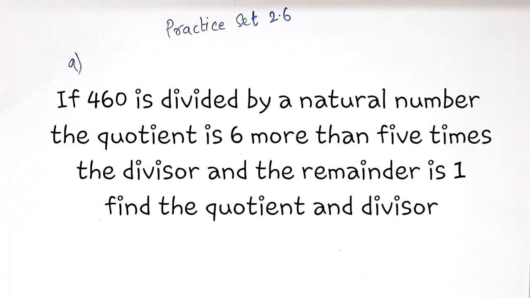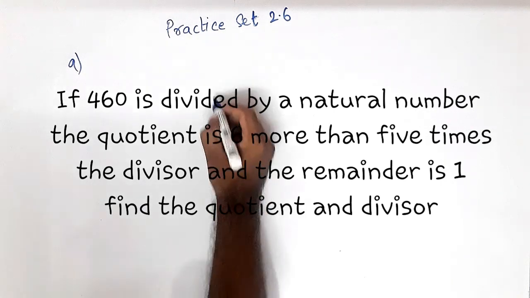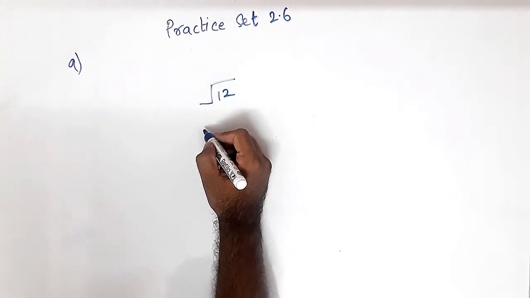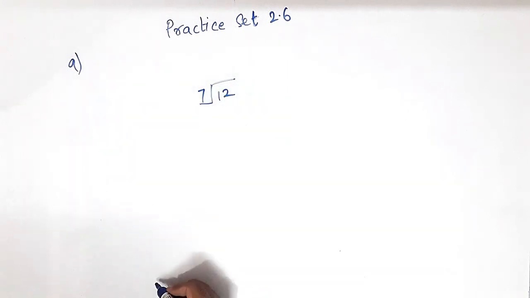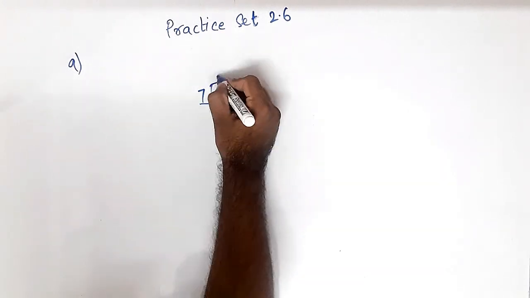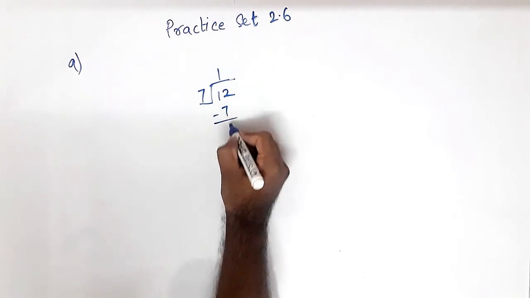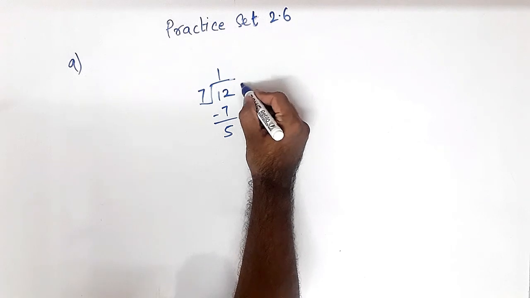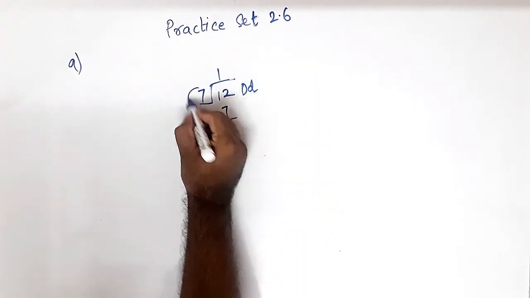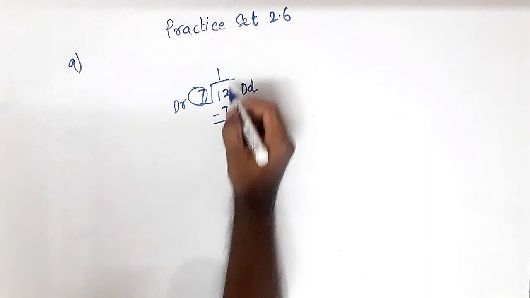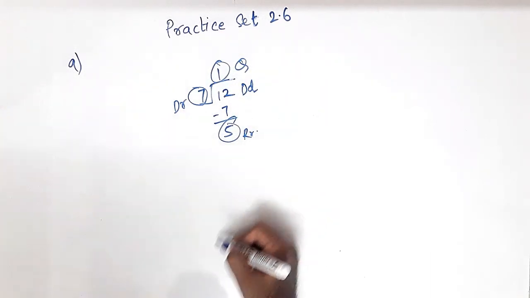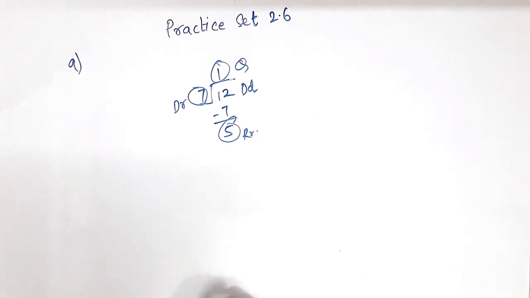So before we start the sum, one thing should be very much clear to you. Suppose I divide 12 with 7. What is the quotient? Quotient is 1. 7 ones are 7. What is the remainder? 5. This is called the dividend, this is called the divisor, this is called the quotient, and this is called the remainder.